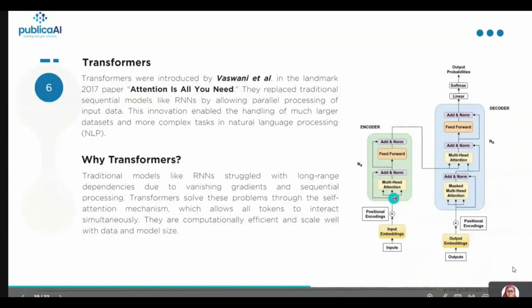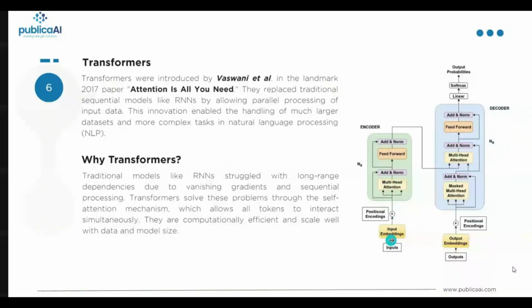All right. Once it has embedded, the next thing is to give it positional encoding. Why does it need positional encoding? In case it leaves that particular position, it still remembers where it's coming from.